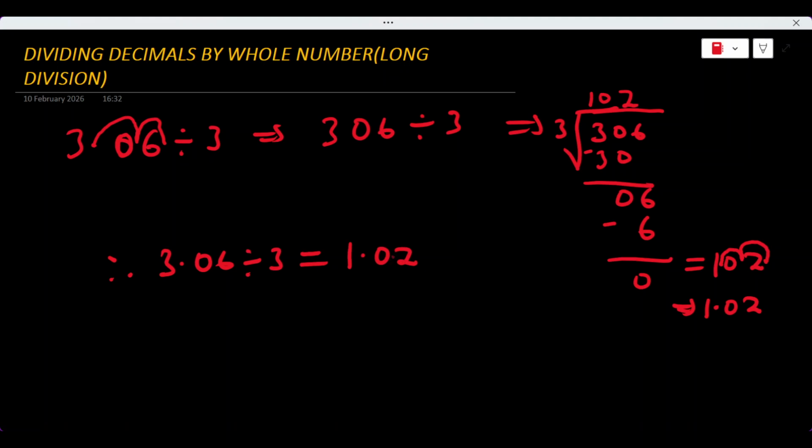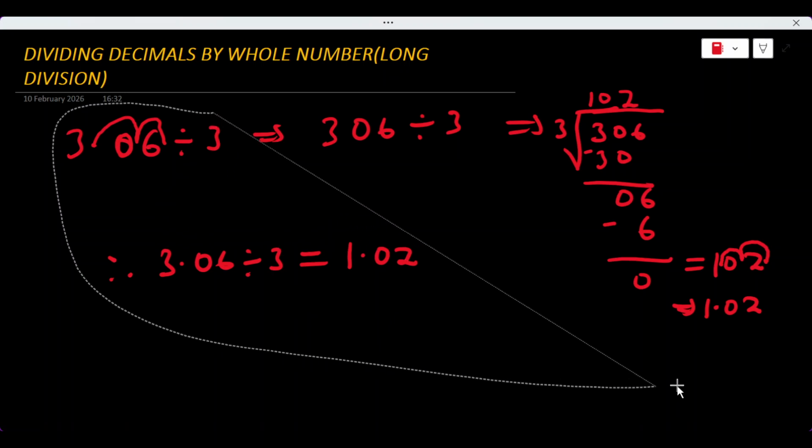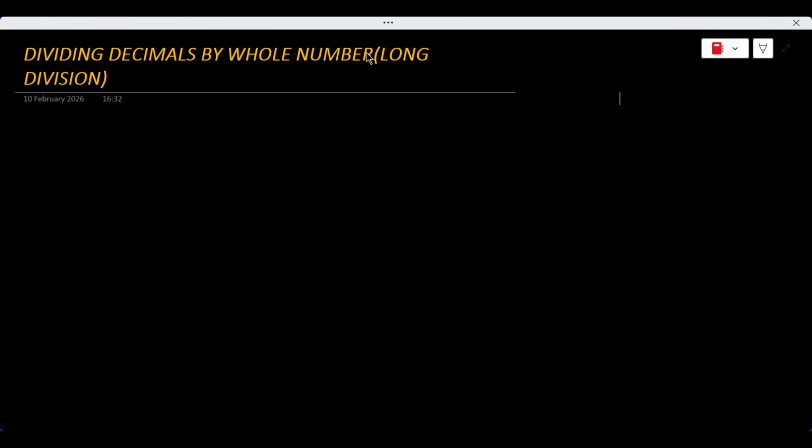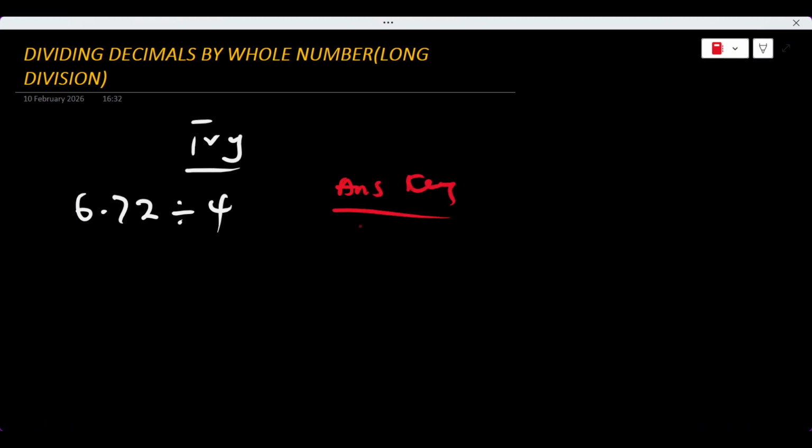And that is it when it comes to dividing decimals using what? Long division method. So you can try your hand on this and see if you truly understand what we have done so far. So try 6.72 divided by what? 4. And then the answer key is 1.68.